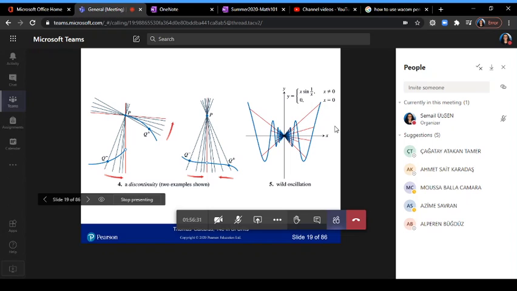How about oscillation? They call it wild oscillation. This is a very well-known example. y equals x sine 1 over x whenever x is not 0, but it's going to be 0 when x is equal to 0. So how should we understand this? We are interested in the derivative at 0.